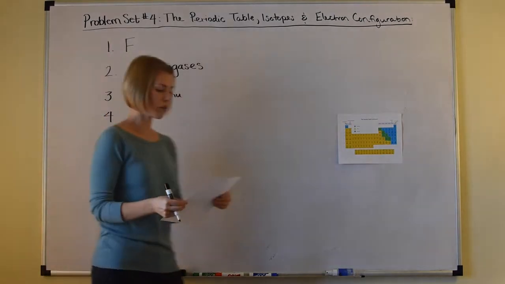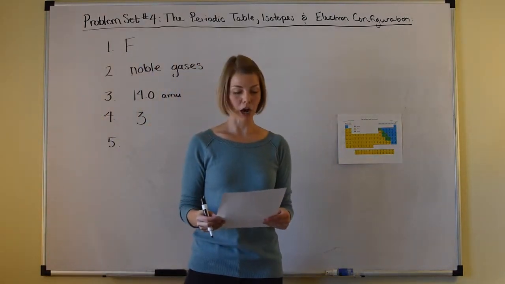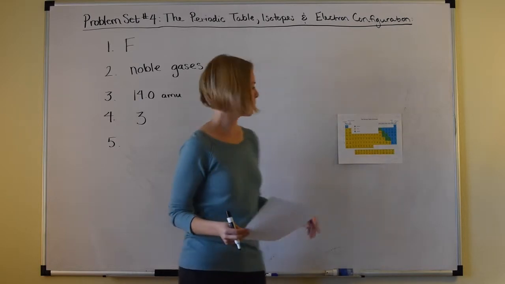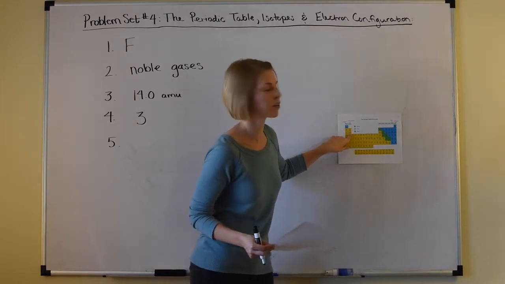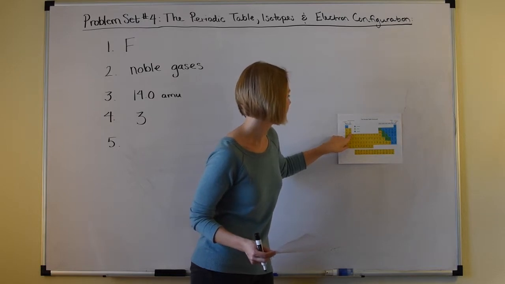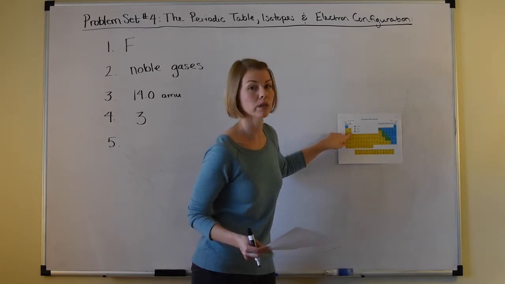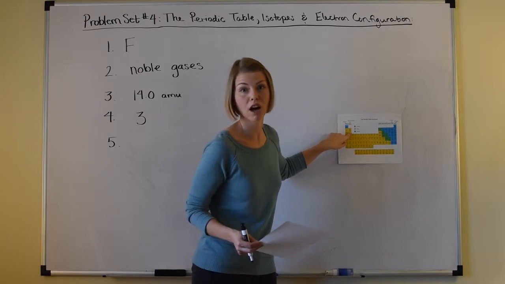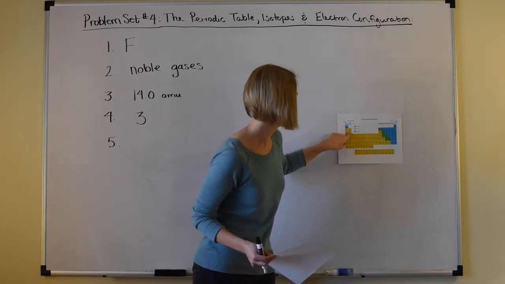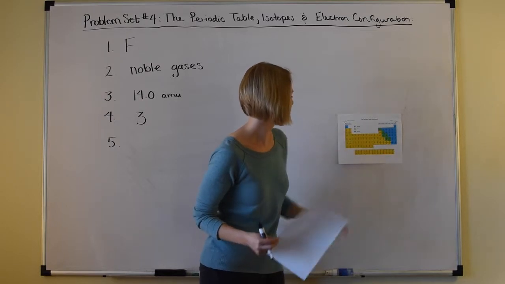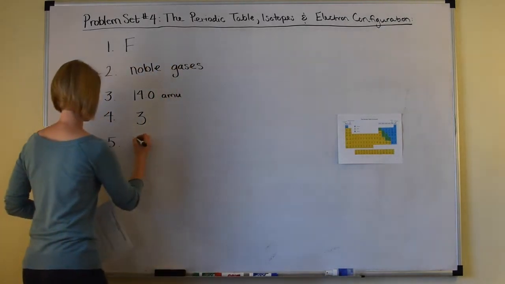Okay. Number 5. What is the atomic number of magnesium? Magnesium is right here. So look for magnesium on your periodic table. And remember the atomic number is the whole number. It tells you how many protons are in the nucleus of that atom. And for this particular element, it is 12.